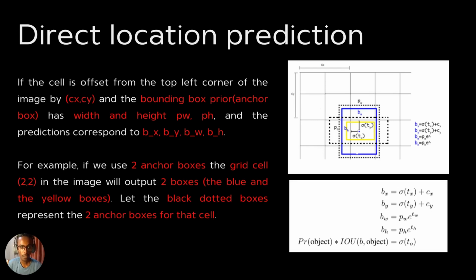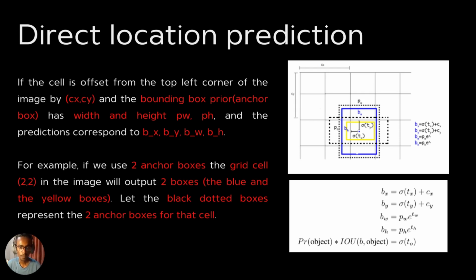And if the cell is offset from the top left corner of the image by cx, cy (in the previous video when we talked about YOLO v1, we used the offset as gx and gy, but here we're going to use cx and cy), and the bounding box priors, which are the anchor boxes, have a width and height of pw and ph, the predictions correspond to bx, by, bw, and bh.